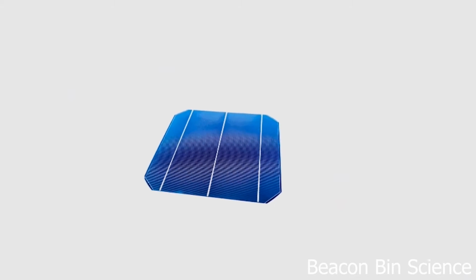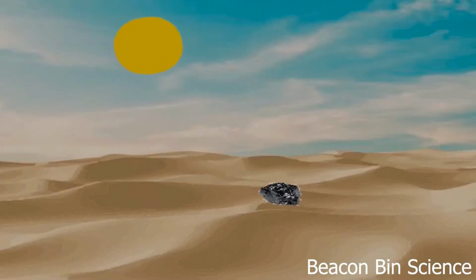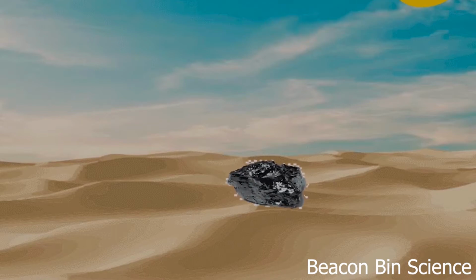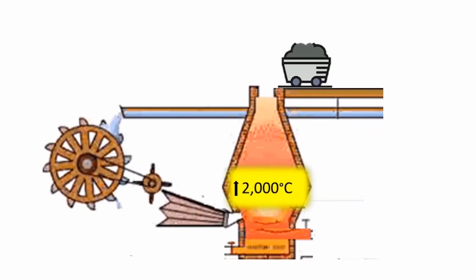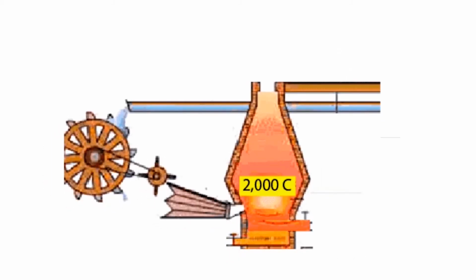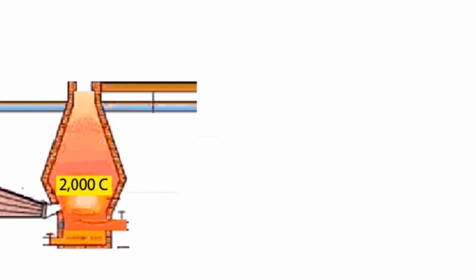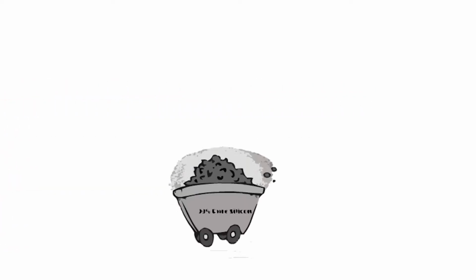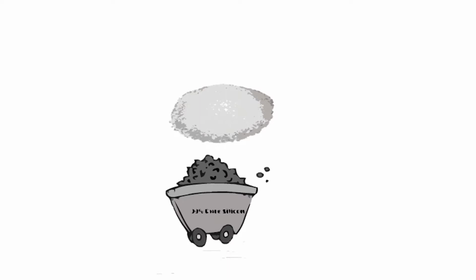The starting material for silicon is sand. Conversion starts by heating the sand with carbon in an electric furnace to a temperature around 2000 degrees Celsius, which produces carbon monoxide and silicon. The product of this process is 99% pure silicon.